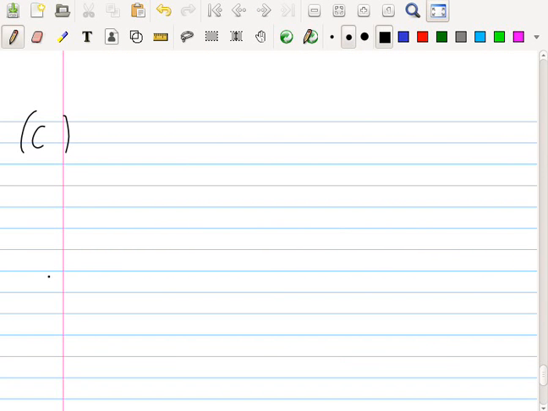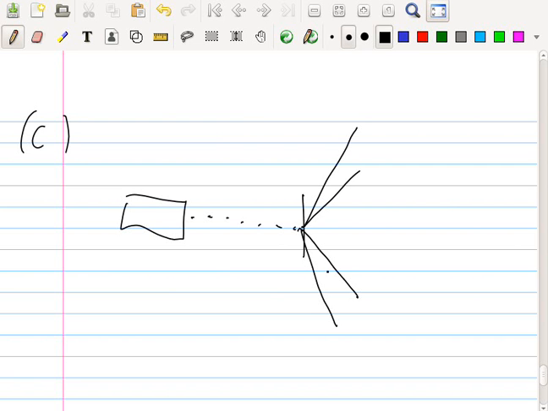A red light source is shone on a diffraction grating. So do you remember this one? You have your light, and then you have your grate. And then what happens when the light hits the grate? It spreads out, yeah. So this is called N equals zero. And then this spot here? N equals one. And so on and so on.